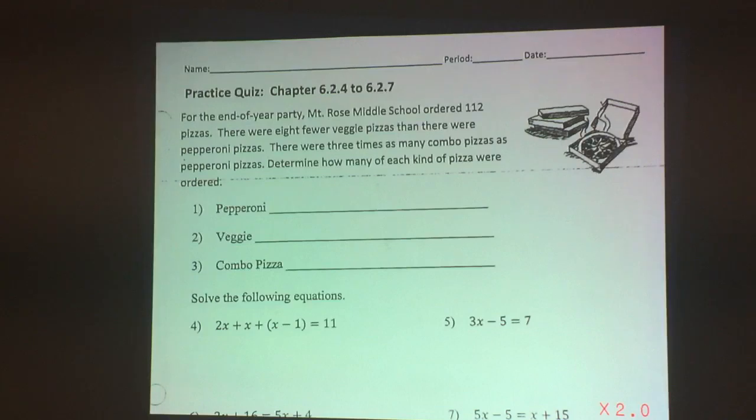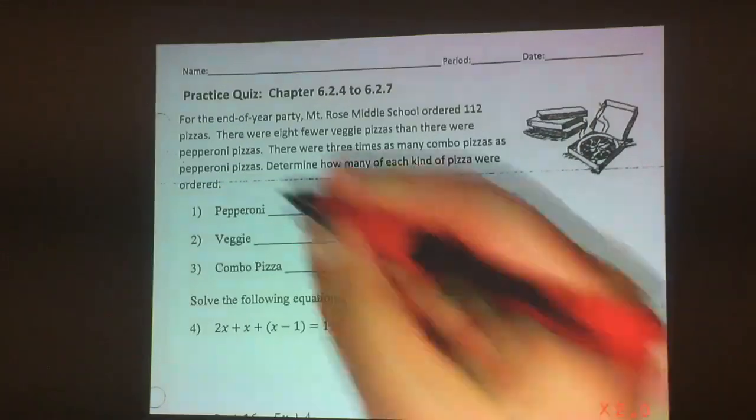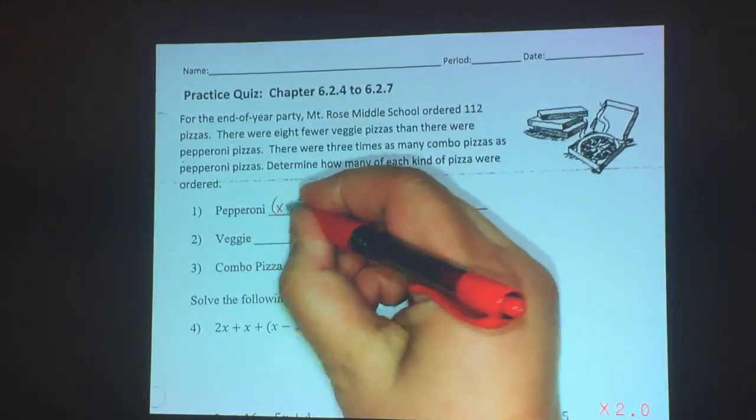Okay. For the end of the school party, Mount Rose Middle School ordered 112 pizzas. There were 8 fewer veggie pizzas than there were pepperoni pizzas. There were 3 times as many combo pizzas as pepperoni pizzas. Determine how many of each kind of pizzas were ordered. So which type of pizza is going to be your X? That's right, that would be pepperoni.